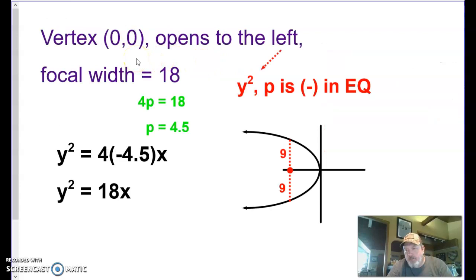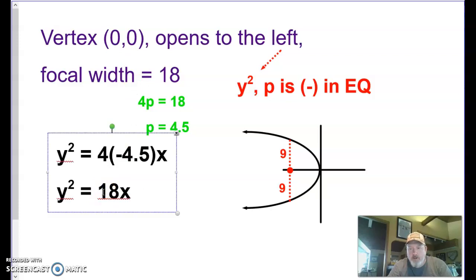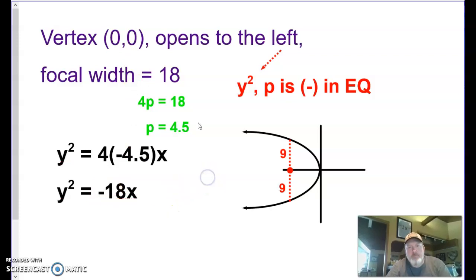All right, this one tells us we're opening to the left, so we know we're going to have a negative here in front of the x value. So vertex at 0, 0, it opens left. The focal width is 18. So we know that 4p is 18. In fact, it's going to be negative 18 because opening left. And so that is our equation: y squared equals negative 18x.